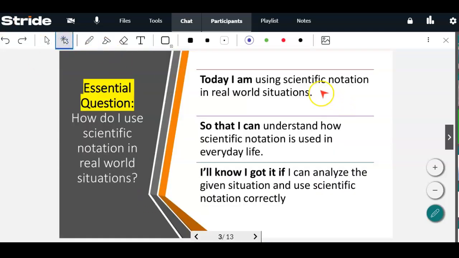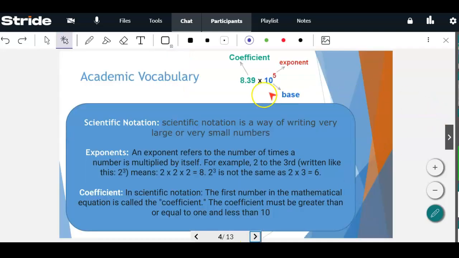All right, so today I'm using scientific notation in real-world situations so that I can understand how scientific notation is used in everyday life. I'll know I got it if I can analyze the given situation and use scientific notation correctly. Our essential question: how do I use scientific notation in real-world situations? You should already have this, so make sure you do. This is the academic vocabulary for scientific notation.